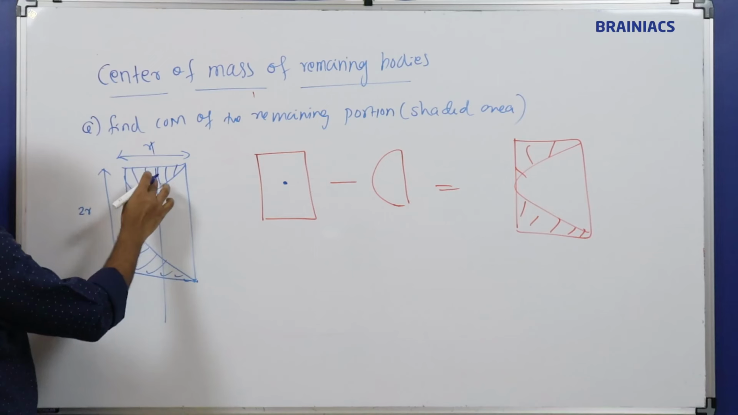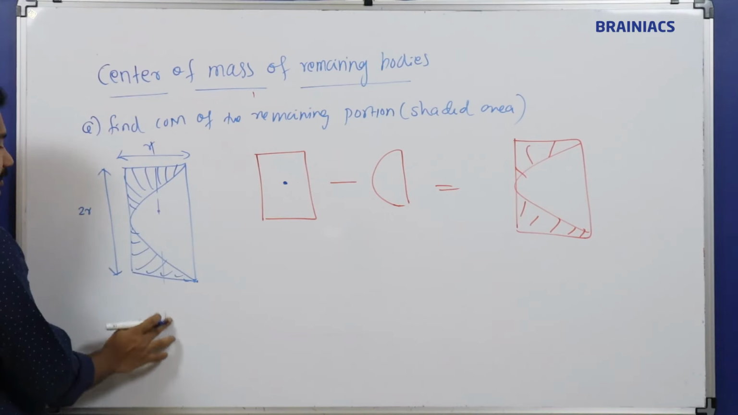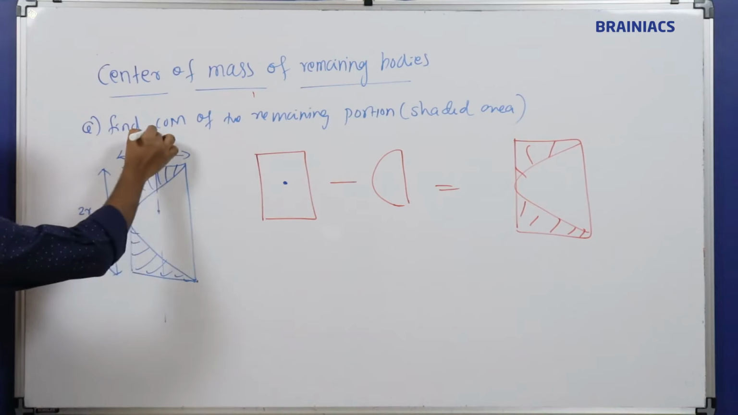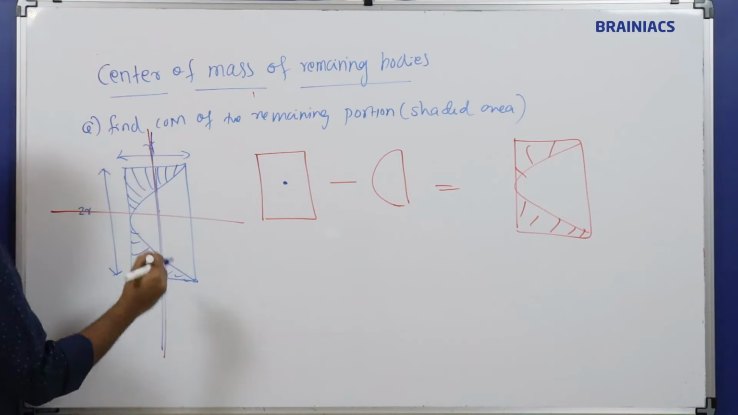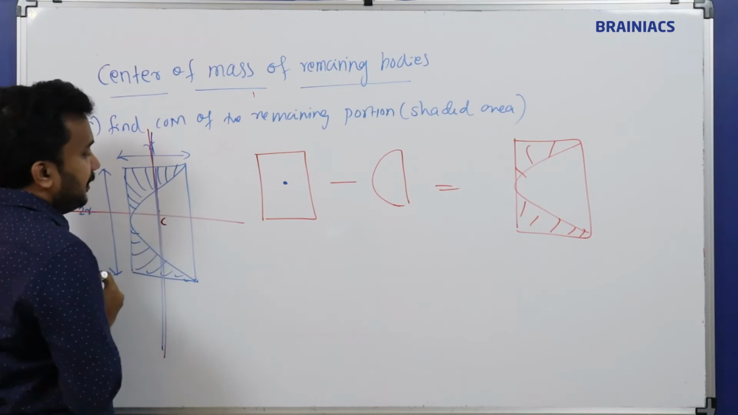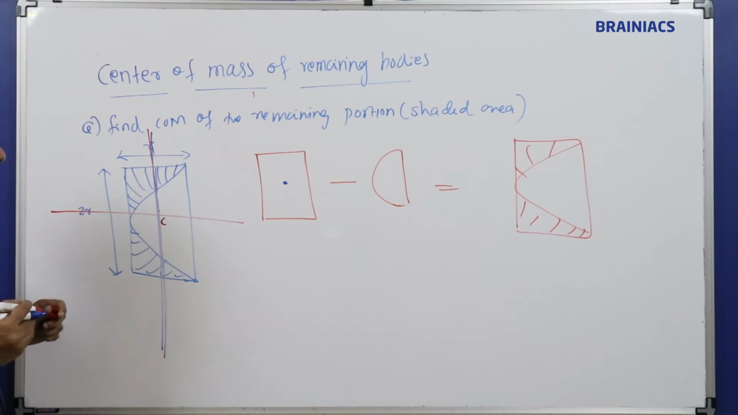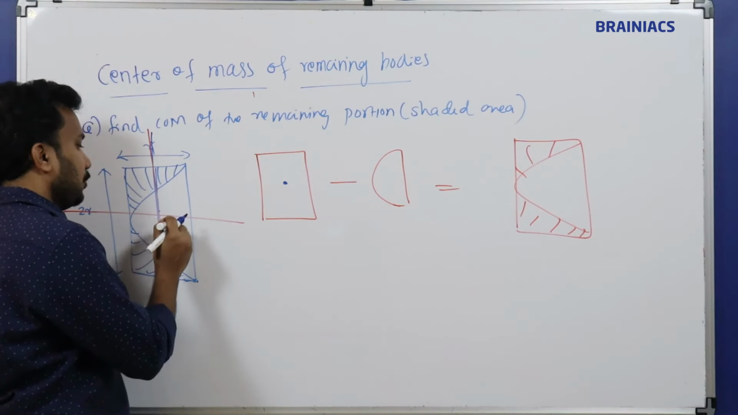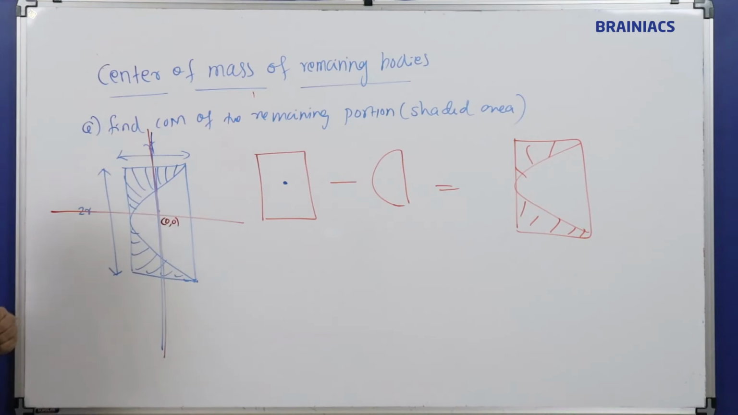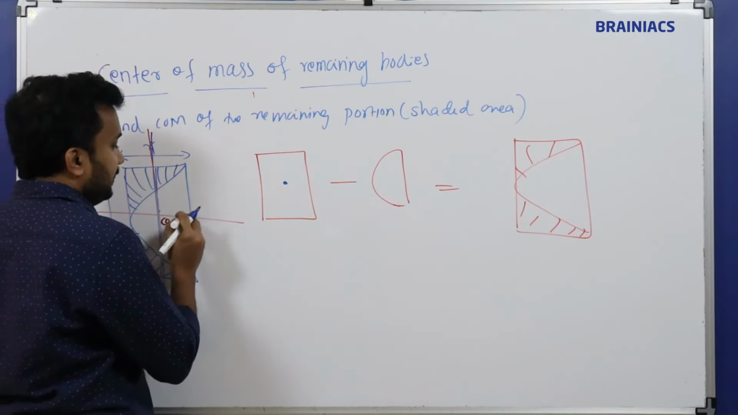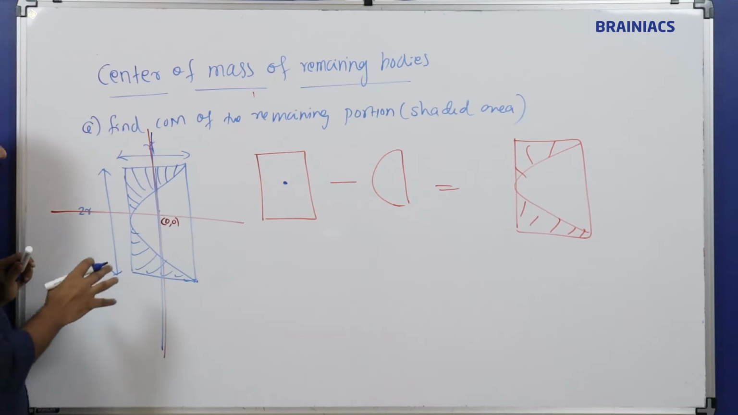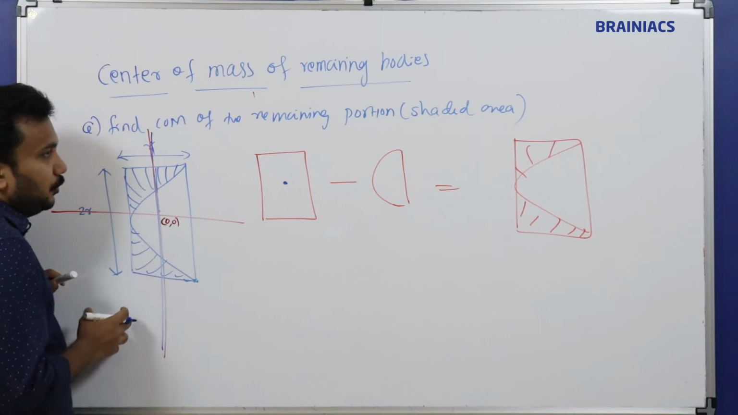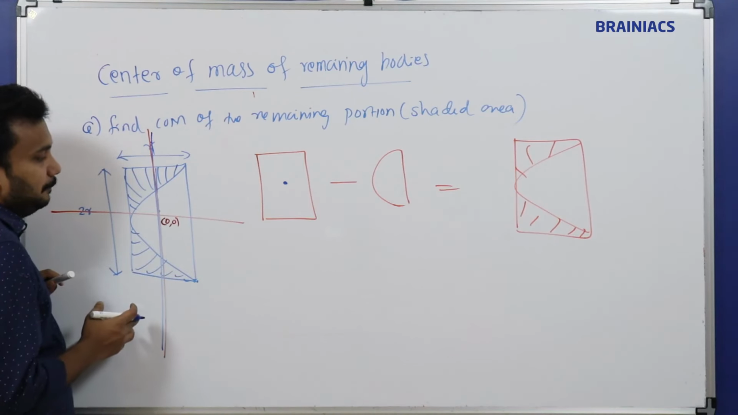Suppose you can assume x coordinates and y coordinates anywhere. I am assuming this is the center area. I assumed an axis like this one, and for this one I am giving a coordinate. I am giving these coordinates as 0, 0, and this distance, I don't know whether it is r by 2 or r by 3, but that value I don't know. So the point is you want to know where is the center of mass.